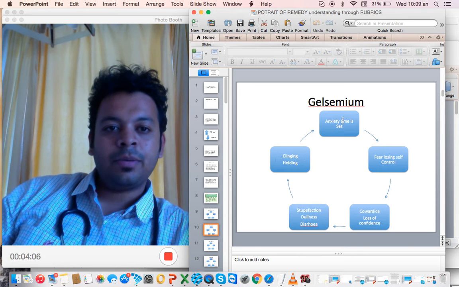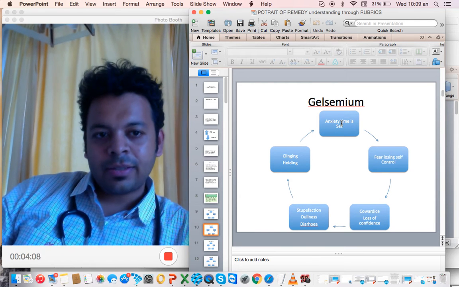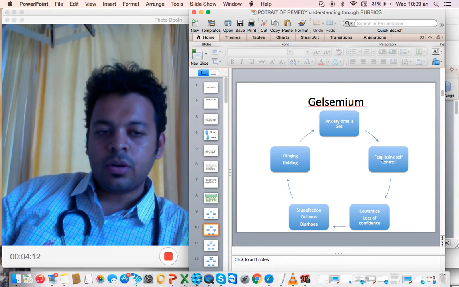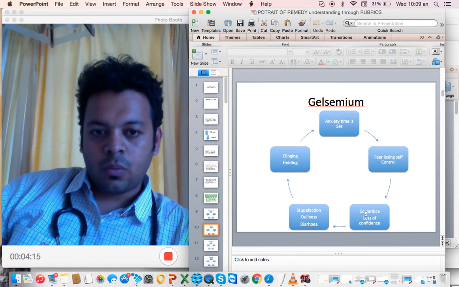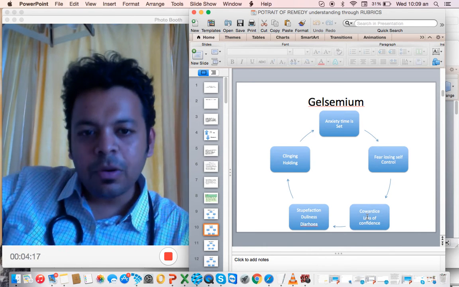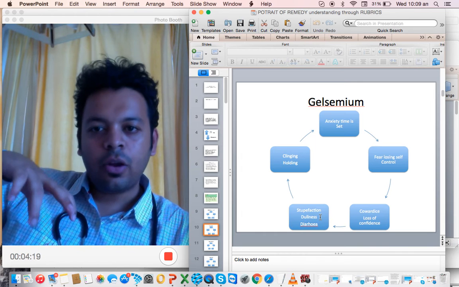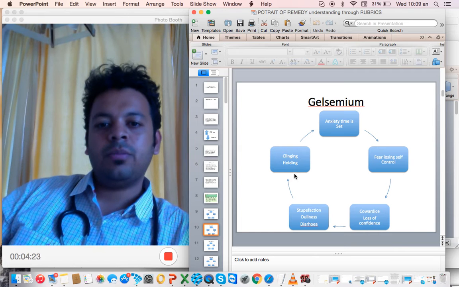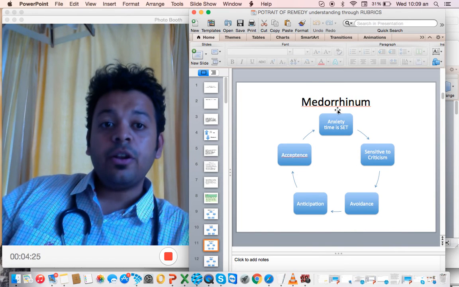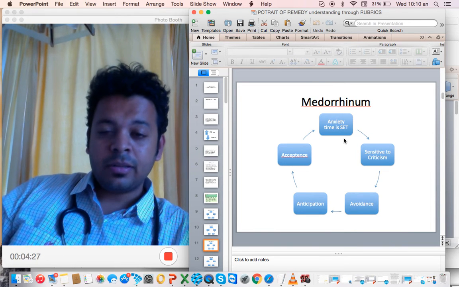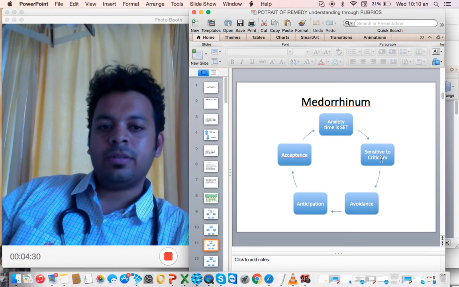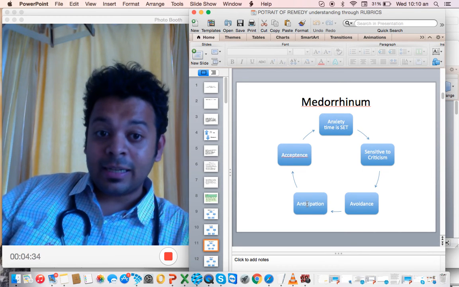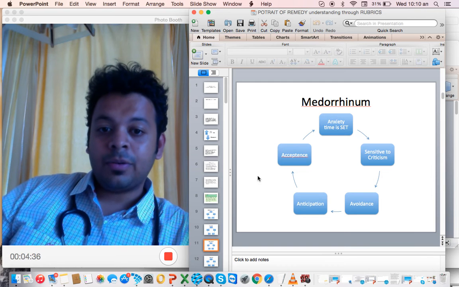Let's take another example, Gelsemium. Gelsemium also has anxiety, time is set, but it is connected to fear of losing self-confidence. What if I'm not able to reach in time? Will I be able to or not? A deeper loss of confidence, the idea of stupefaction, dullness, and then holding on to someone. This is Gelsemium. Now Medorrhinum. The idea is, if I don't reach in time, people will criticize me. So I avoid being late, I anticipate being early, so that I'm accepted.